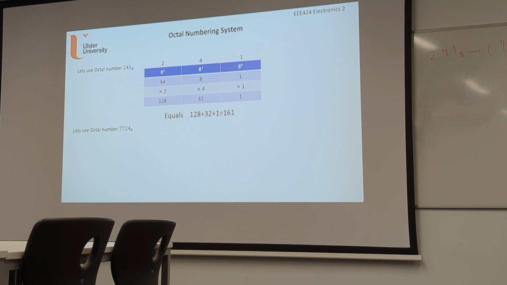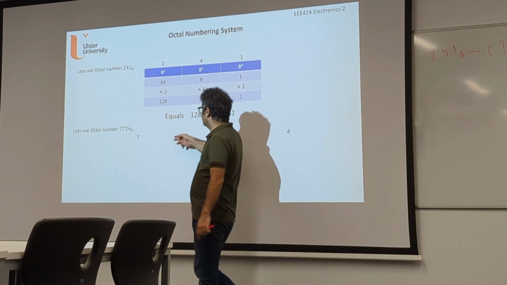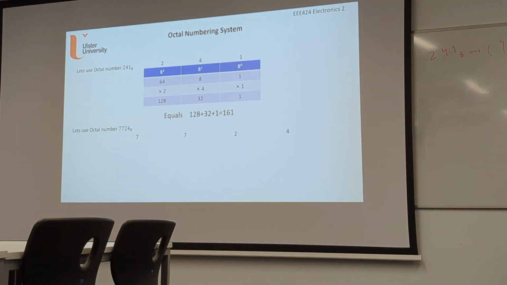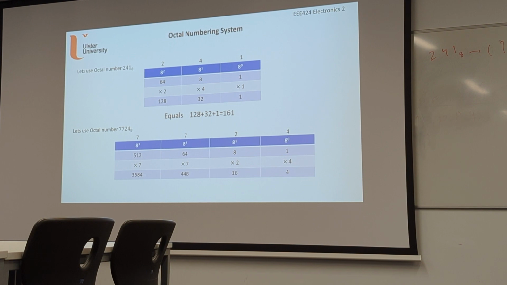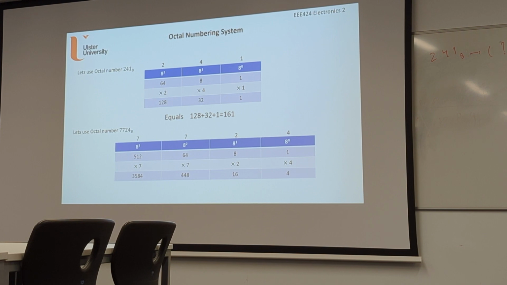Another example: 7724, which is octal. We want to convert it to decimal. We do the same, reading from the right: 4, 2, 7, 7, with weights 1, 8, 8 power 2, 8 power 3, because we have 4 digits. 1 times 4 is 4, 2 times 8 is 16, 7 times 64 is 448, and 7 times 512. Why 512? Because it is 8 power 3. That gives 3,584. We add them, the answer is 4,052. Clear?